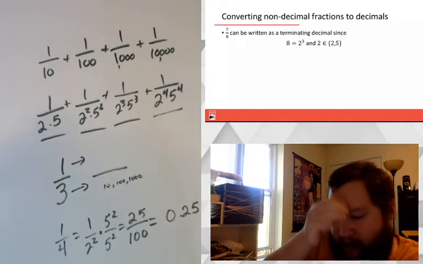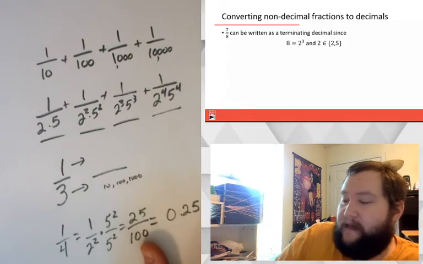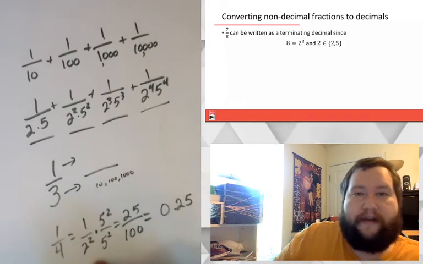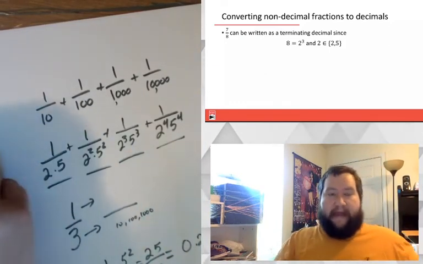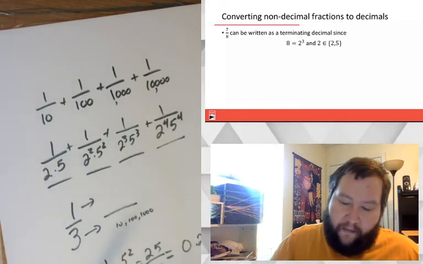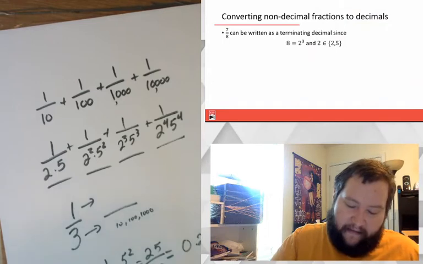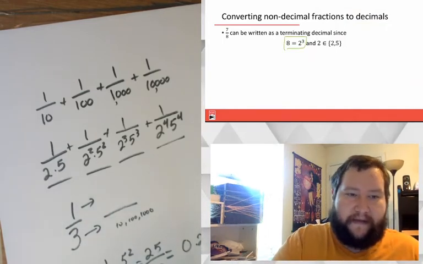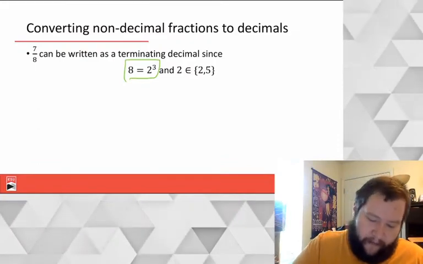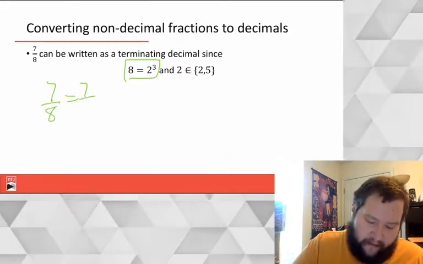So how do we convert a fraction to a decimal? I showed you a quarter here, but I'll do another example with 7/8. Well, first we can check to make sure, will it terminate? And the answer in this case is yes, because 8 is 2 cubed. So I'll go back to just slides. We have that 7/8 is 7 over 2 cubed.